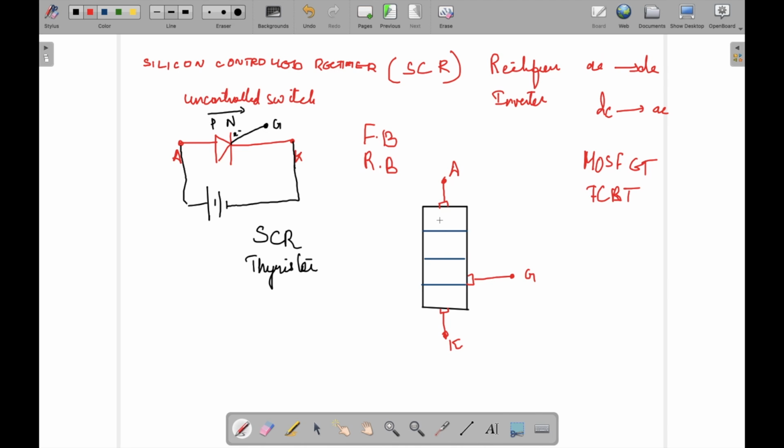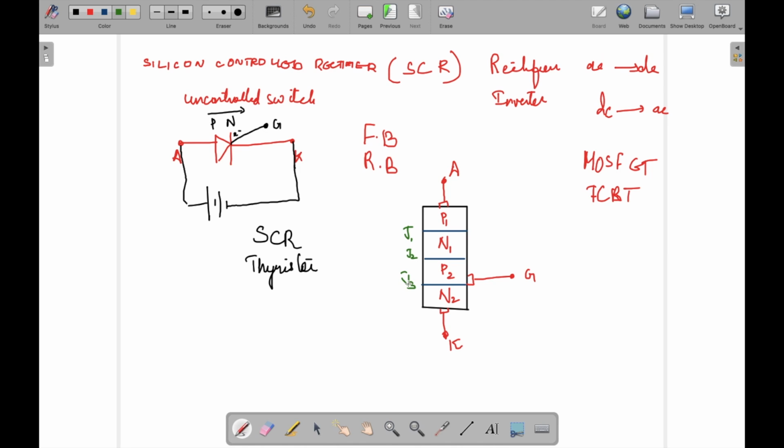These regions are: this is a P region, we call it P1. This is an N region, we call it N1. This is a P region, we call it P2. And this is an N region, we call it N2. There are 3 junctions available, and I'll be calling those junctions J1, J2 and J3. So this is how a simple model of the SCR looks.